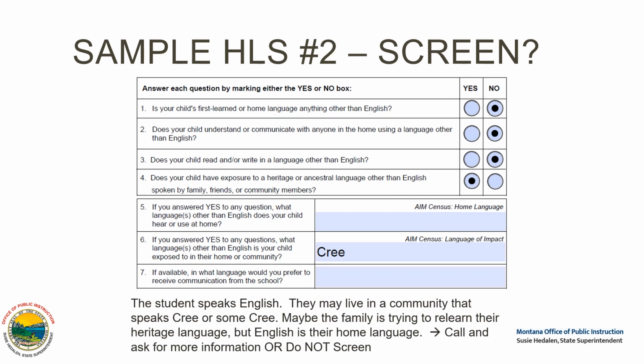Sample home language survey number 2, would we screen? So the child's first language, anything other than English? No. Does the child understand or communicate in a language other than English? No. Does the child read or write in another language other than English? No. Does your child have exposure to a heritage or ancestral language? Yes. So number 5, what language other than English does your child hear or use in the home?